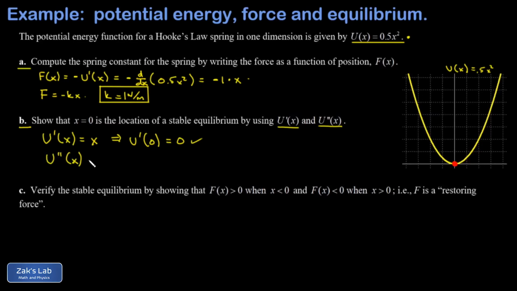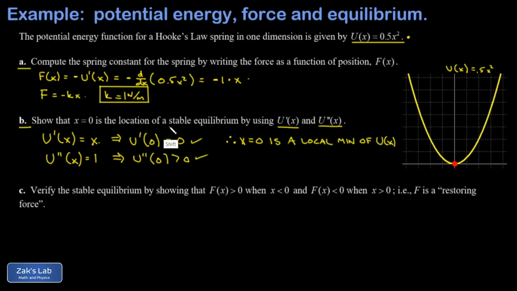Then we need to show that our second derivative is positive, and that will verify that we're at the bottom of a valley instead of the top of a hill. So u double prime in general is just 1, and that's a positive number. So to complete our explanation here, u double prime of 0 is 1, so it's greater than 0. And we pass the second derivative test. And to be really complete, I'll say, therefore, x equals 0 is a local minimum of the potential energy function.